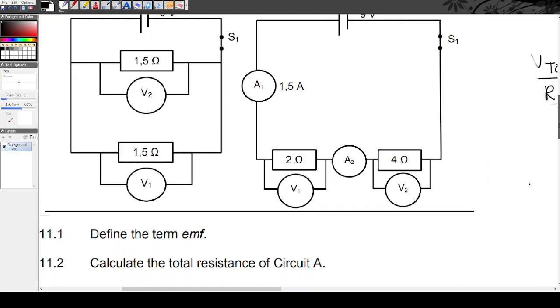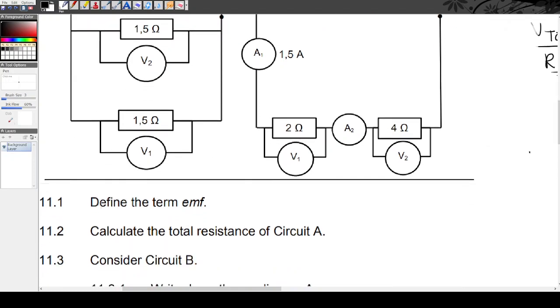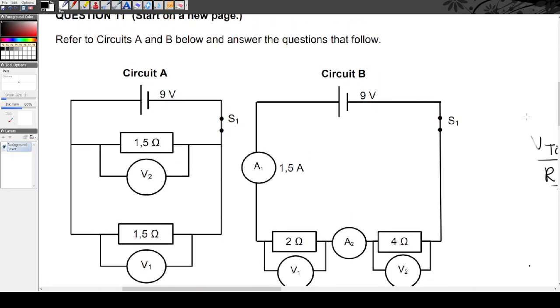Now let's try to answer these questions. The first question: we are required to determine or define the term EMF. What is meant by EMF? Well, let me explain this.